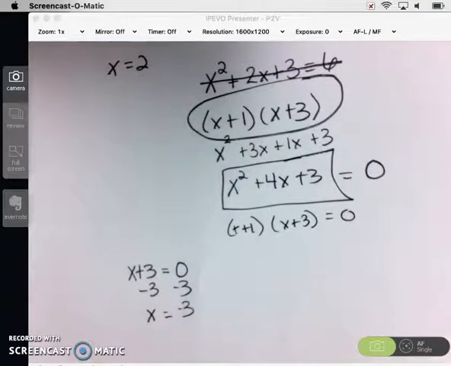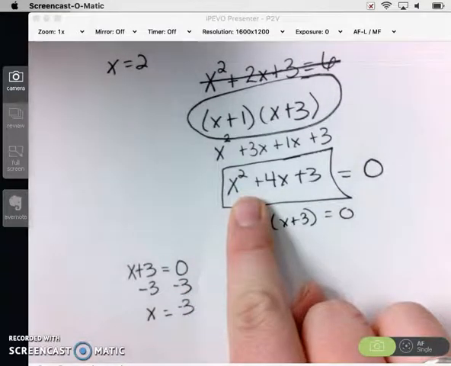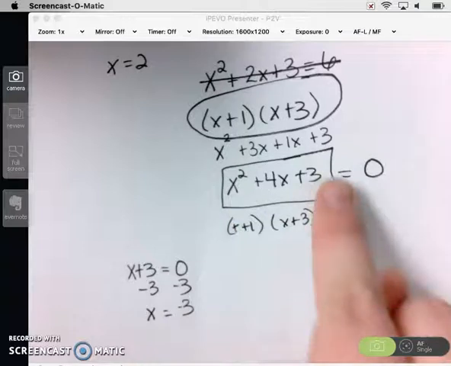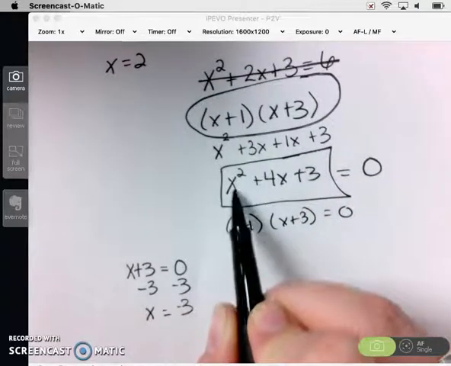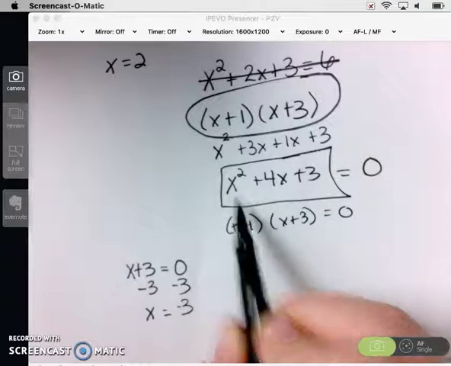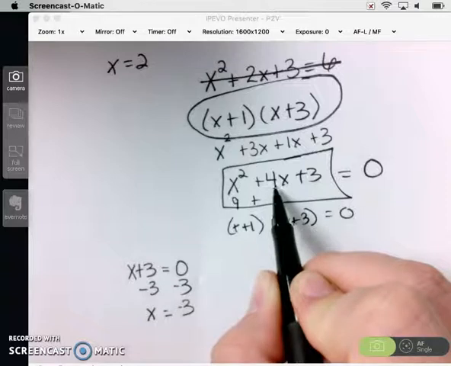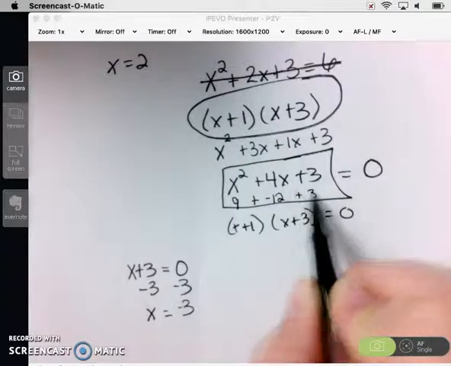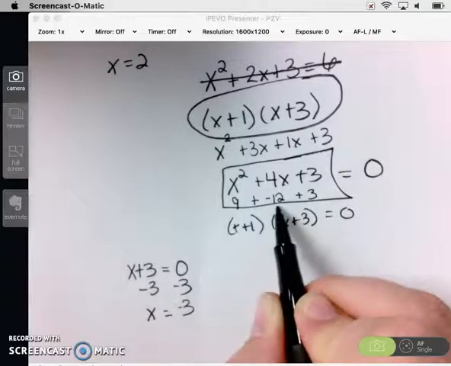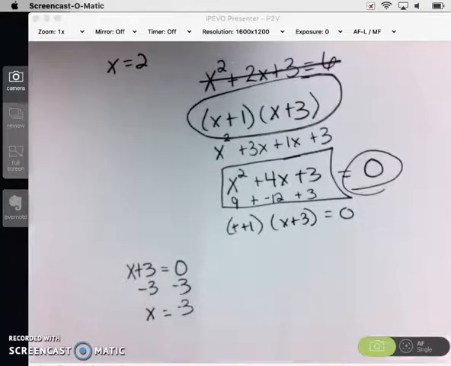So now, if I put negative 3 into this equation, it should equal 0. Negative 3 times negative 3 is 9, plus 4 times negative 3 is negative 12, plus 3. 9 plus negative 12 is negative 3, plus 3. Does that equal 0? It does.